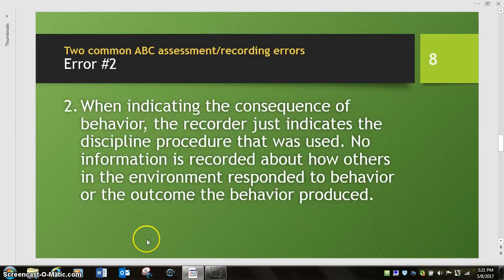The second common error really relates to recording consequence data. And that is, when indicating the consequence of behavior, the recorder just indicates the discipline procedure that was used. No information is recorded about how others in the environment responded to the behavior or the outcome the behavior produced.